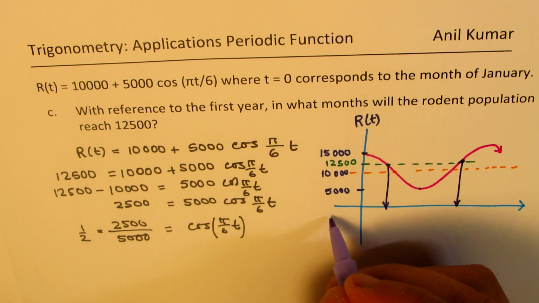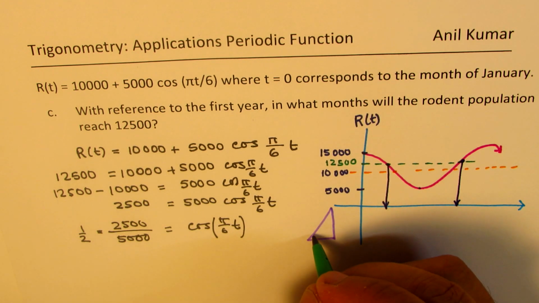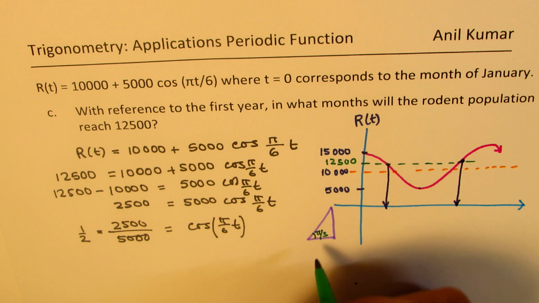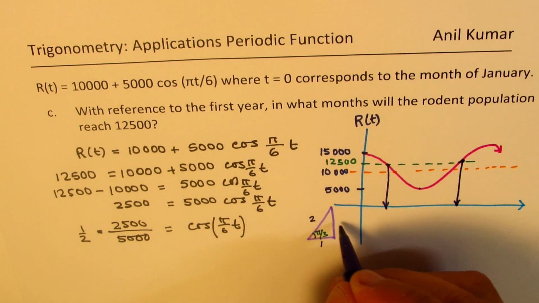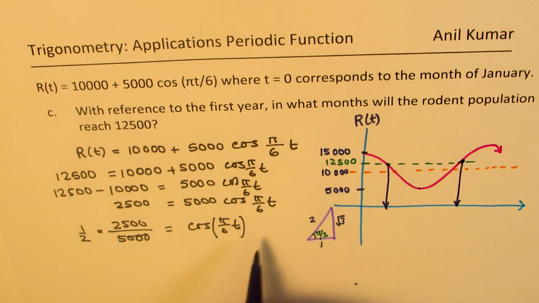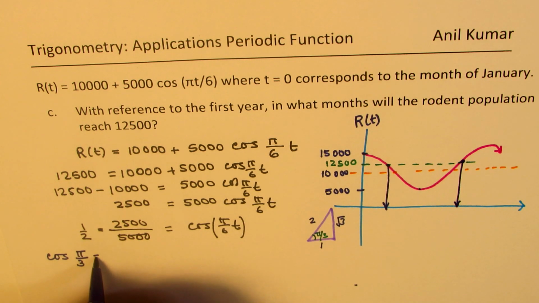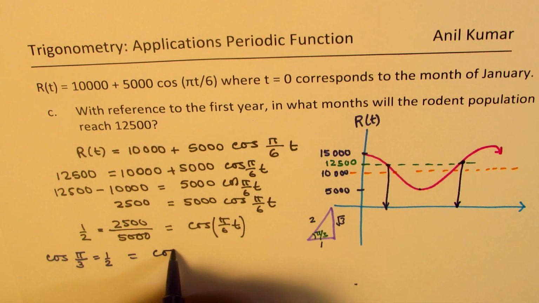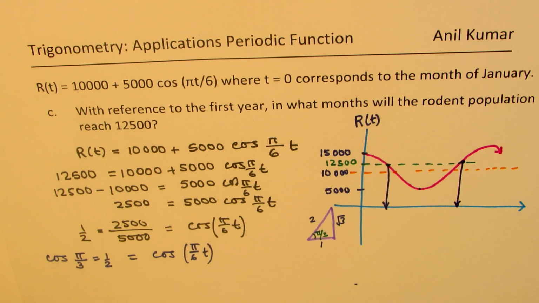Okay, so let me make one here. You remember the pi by 6, pi by 3 triangle, right? In this triangle, the sides are 1, 2, and square root 3. So for cos of pi by 3, we get the value half. So we know cos pi by 3 equals half, correct? So we have this equation as cos of pi by 6t. That basically means that pi by 3 should be equal to pi by 6t, right? So we'll solve this equation.